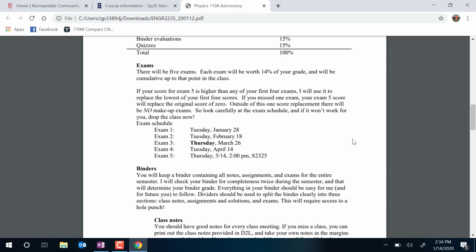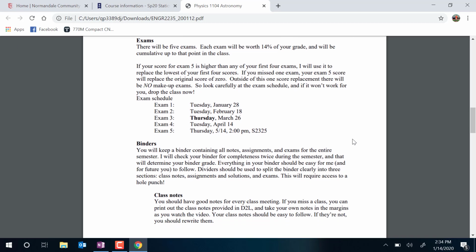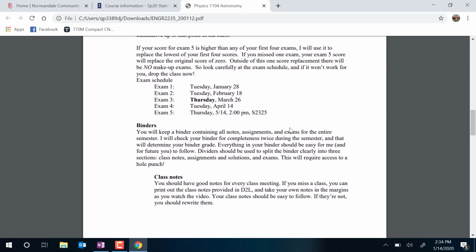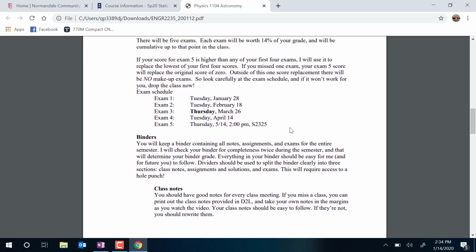Any other questions about the test? Okay, the second part of the grade is the binders. So the binders are just where you're going to put everything, your class notes.